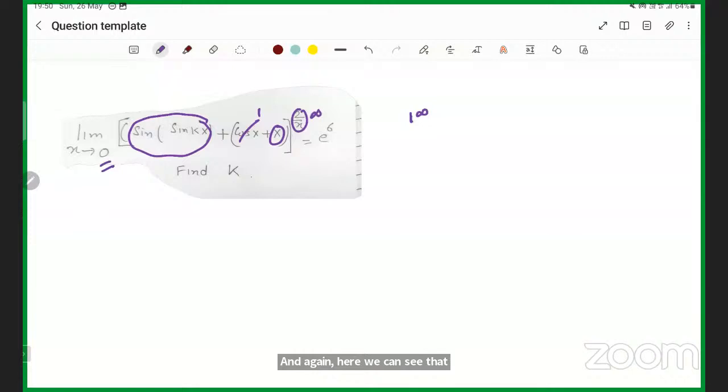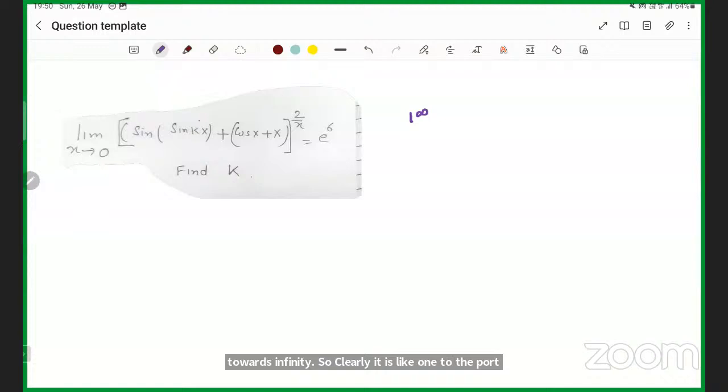So clearly it is like a 1 to the power infinity form, isn't it? And if you have come across such problems, you know how to solve the 1 to the power infinity form. Generally, if the problem is something like this: limit x tends to 0, f(x) to the power g(x), where f(x) goes towards 1 and g(x) goes towards infinity. So how to approach this problem?